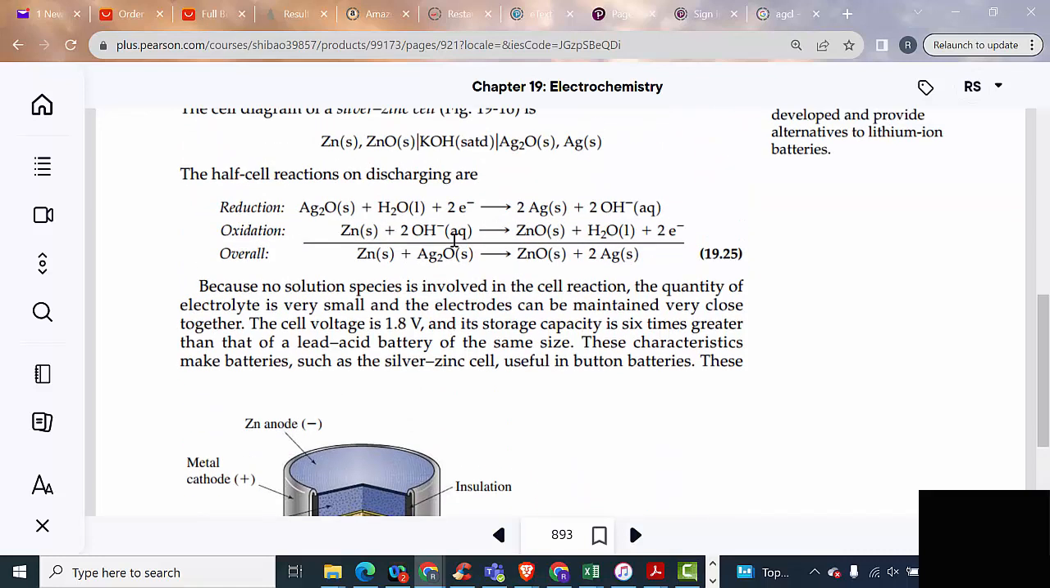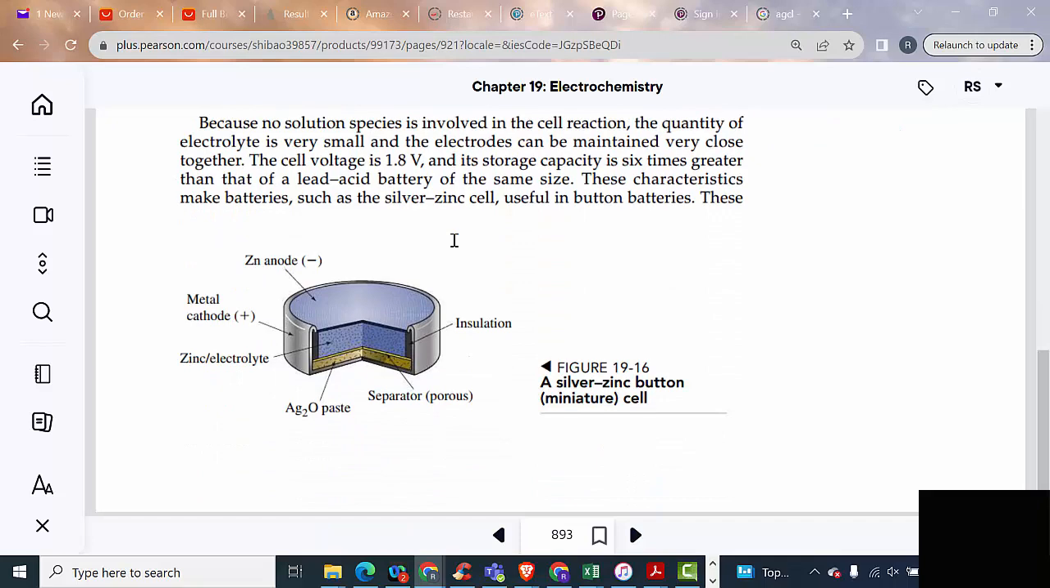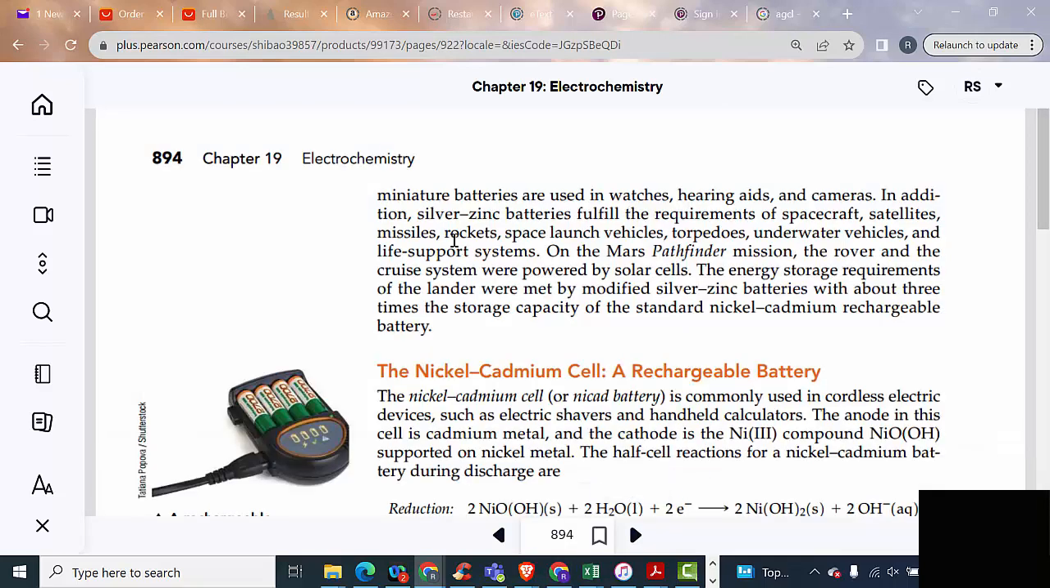And again, you try to have as many solids as possible. Look at this reaction. Solid, solid, solid, solid. What does that tell you? The voltage is going to be stable. The cell voltage is what, 1.8 volts? Get 2 of them, you can get over 6 volts.